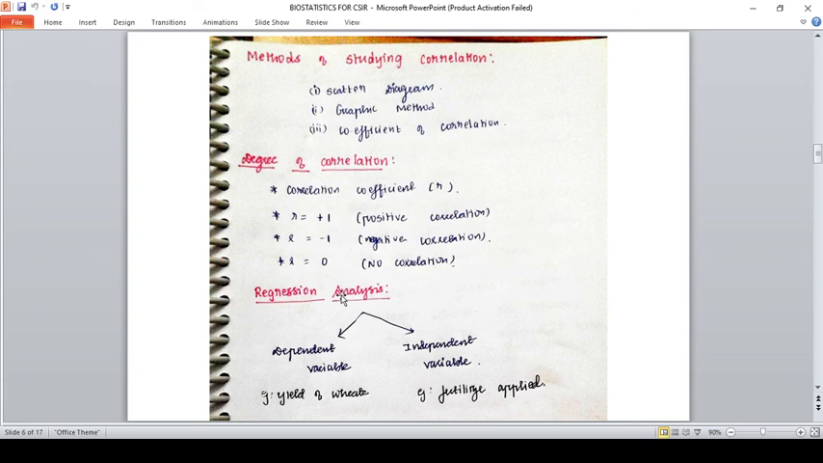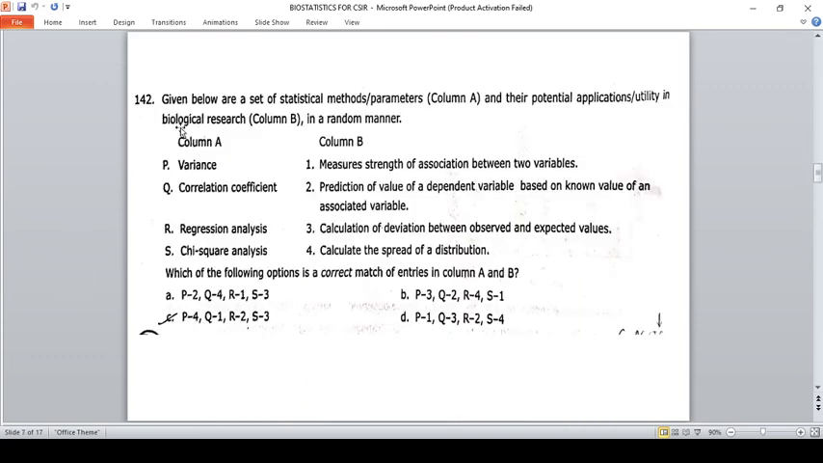Regression analysis also has two types of variable: a dependent variable and an independent variable. The dependent variable is yield of wheat, and the independent variable is fertilizer applied. If we know the yield of wheat, then we can easily determine the amount of fertilizer applied. If more fertilizer is applied, then the yield of wheat will be high. If a lesser amount of fertilizer is applied, the yield of wheat will be lower. Given below is a set of statistical methods and parameters and their potential application and utility in biological research.